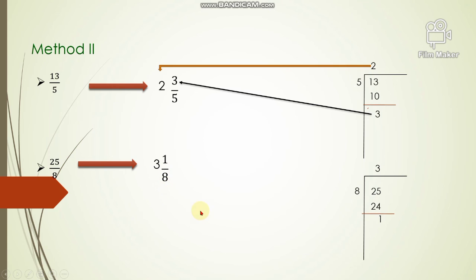So did you understand this method? You can select any method you like out of these two methods when you are converting improper fractions into mixed numbers. Okay students, we'll meet in another video to discuss another part of it.